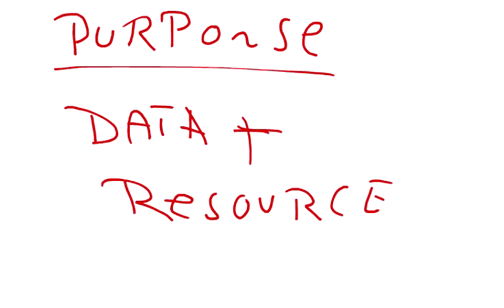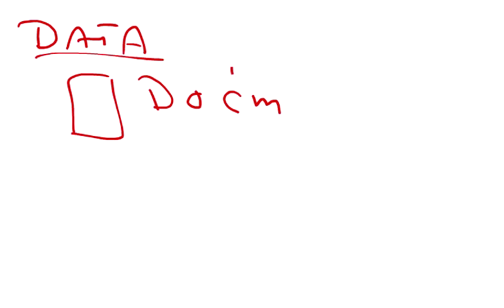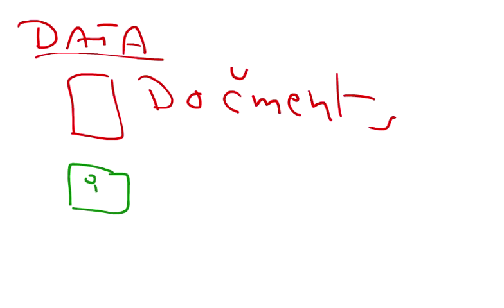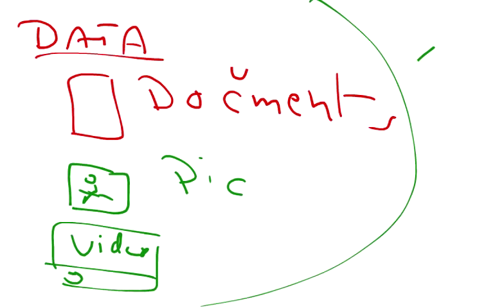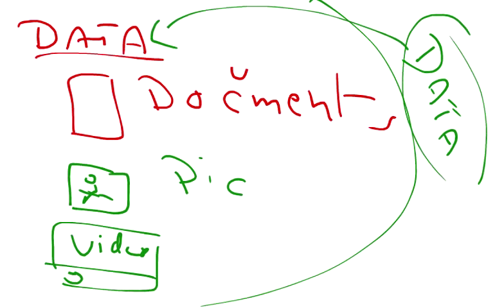So guys and girls, what do I mean by data? Data may be your documents, another example of data is pictures, images, another example is videos, for example videos on YouTube, this video tutorial, and all the things which you share on the internet are examples of data. So we need networks to share data among different devices.